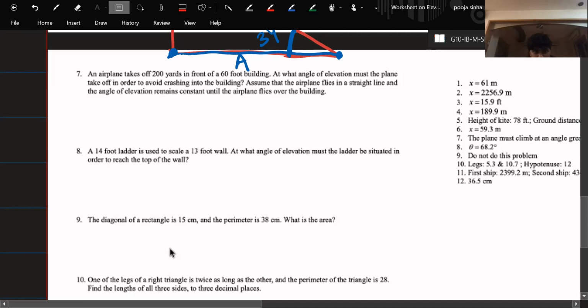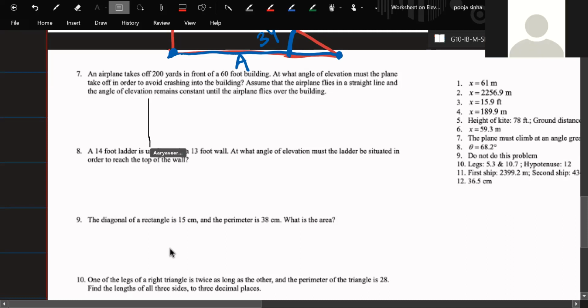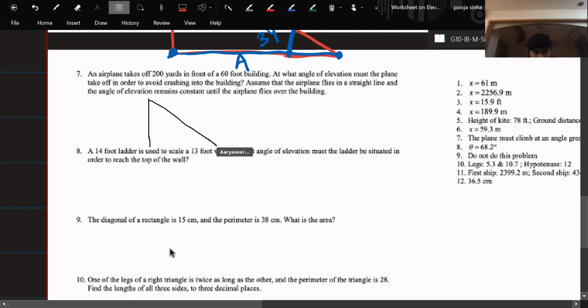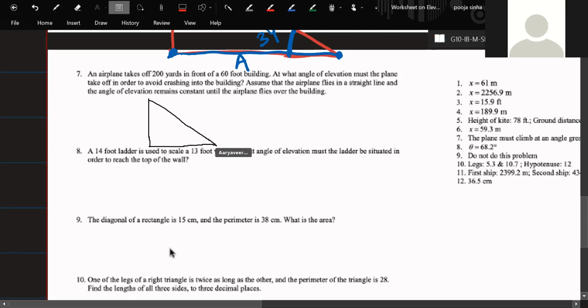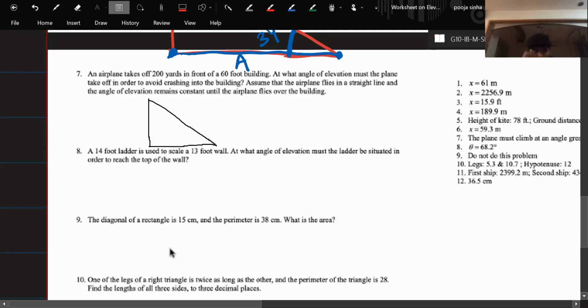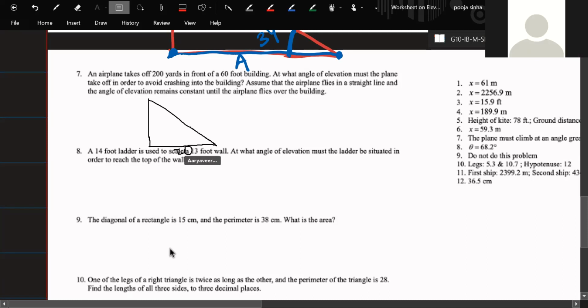So here we have to find the angle of elevation. Read the question first, Arya. Yeah, Miss, I'm just drawing the right angle. You already made it. Just read it. So, Miss, the base will be 200 and the height will be 60. And the airplane takes off 200 yards. So what we find as the hypotenuse, we will just put more than that amount.